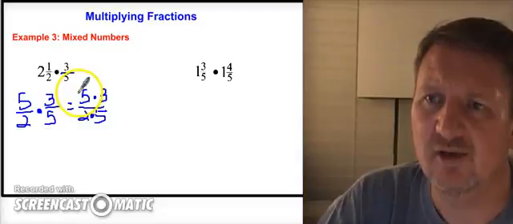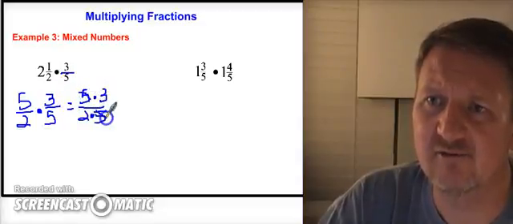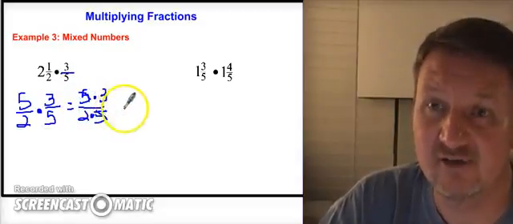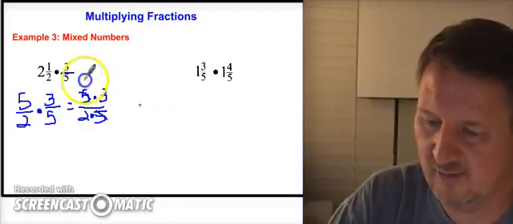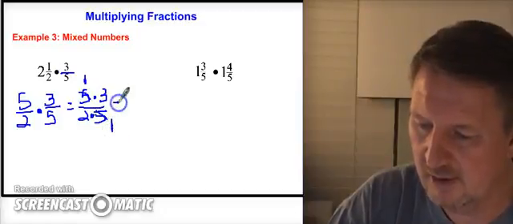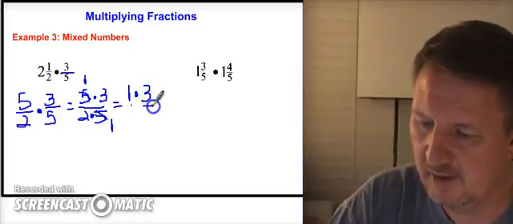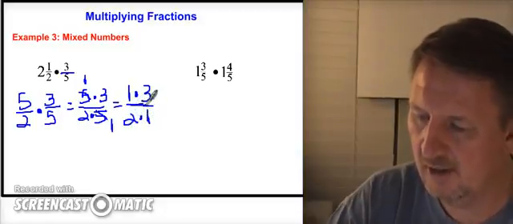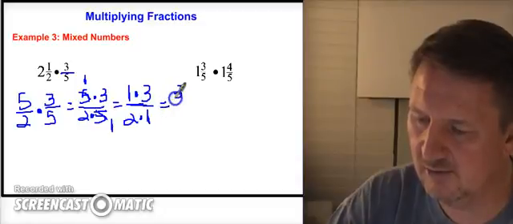All right, so we have the 5s. I can simplify the 5s. The greatest common factor of 5 is 5. So 5 divided by 5 is 1, and 5 divided by 5 is 1. All right, so that leaves me with 1 times 3, and 2 times 1. All right, 1 times 3 is 3. 2 times 1 is 2.